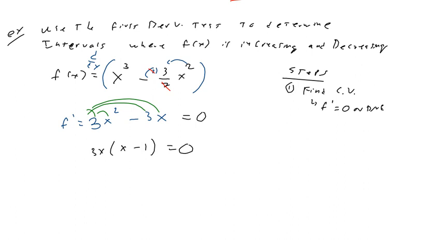So I'm factoring, and I've got my zero product property. I've got 3x equals 0, so this 3x means that x is 0, and x minus 1 means that x is equal to positive 1. And these are my critical values.